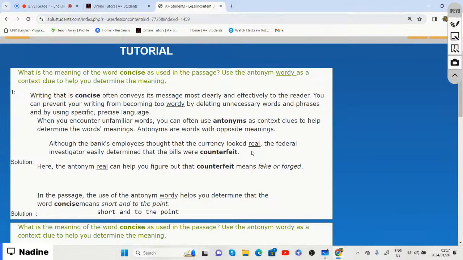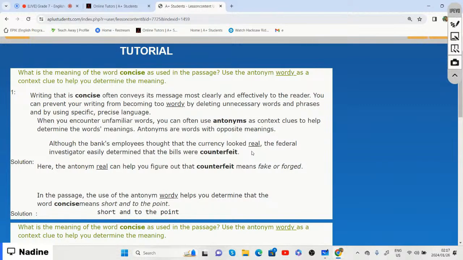You can prevent your writing from becoming too wordy by deleting unnecessary words and phrases and by using specific, precise language. All right. So it says that writing that is concise often conveys its message most clearly and effectively to the reader. You can prevent your writing from becoming too wordy.